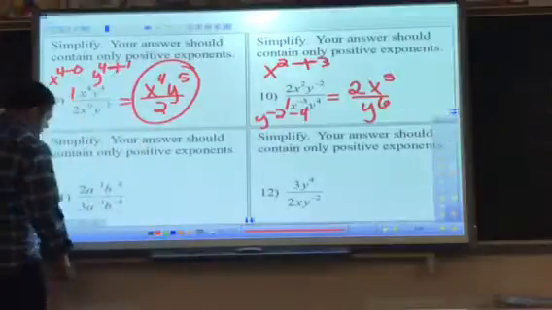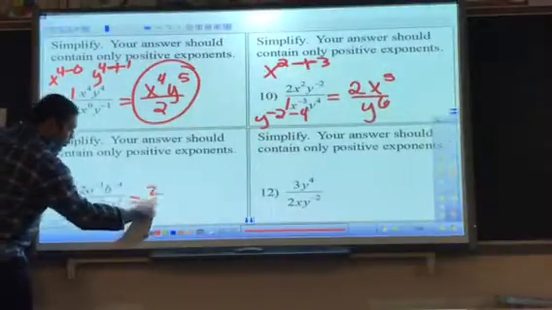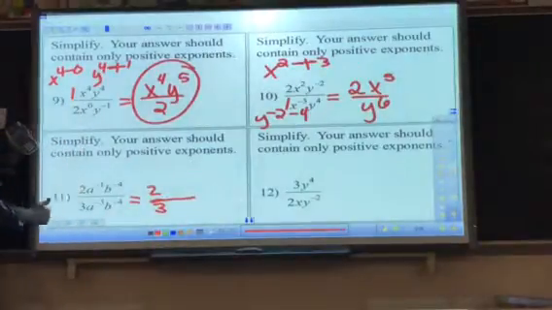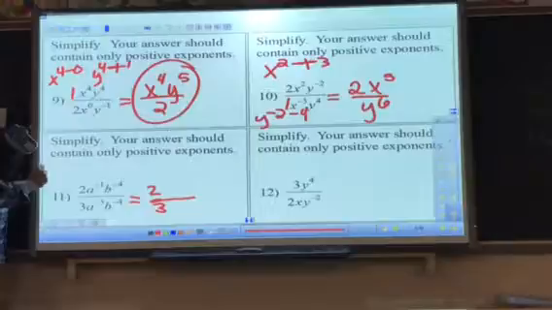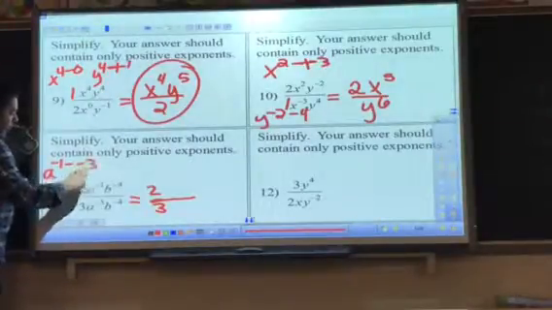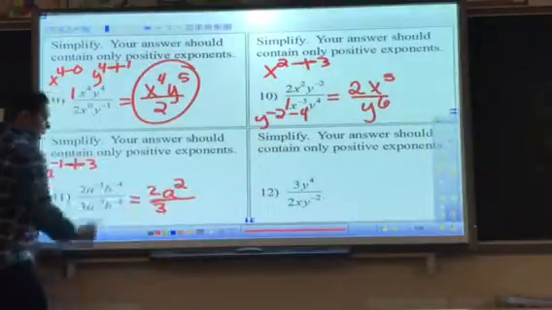Number 11, the fraction. 2/3 cannot be simplified, so it's still 2/3. Okay, make my fraction bar a little longer here. My a's are divided, so I need to subtract the exponents. Negative 1 minus negative 3. Minus a negative is plus. So that's going to be a squared.